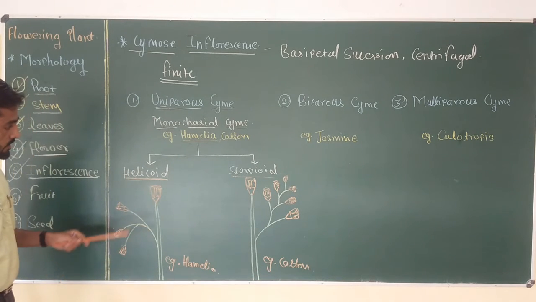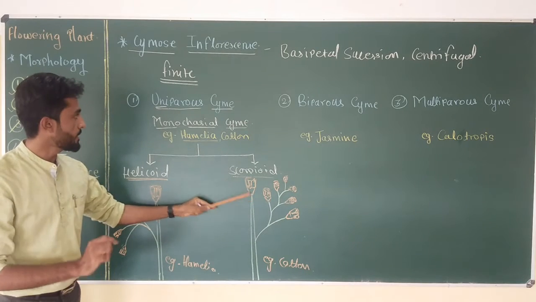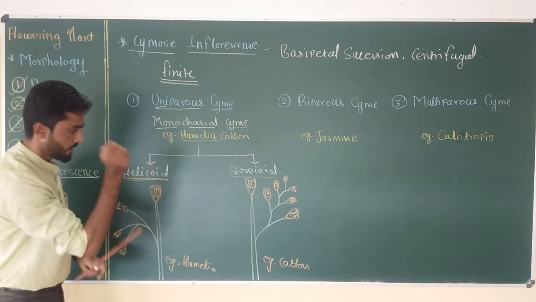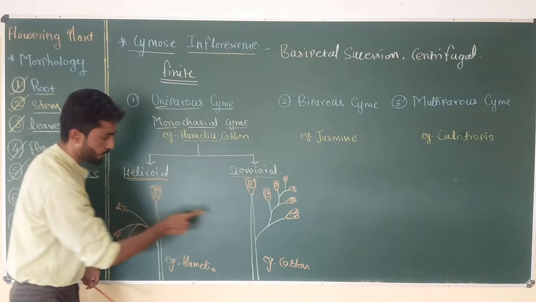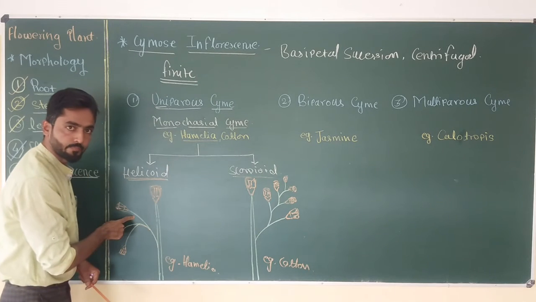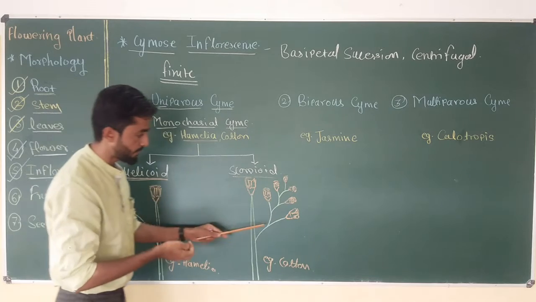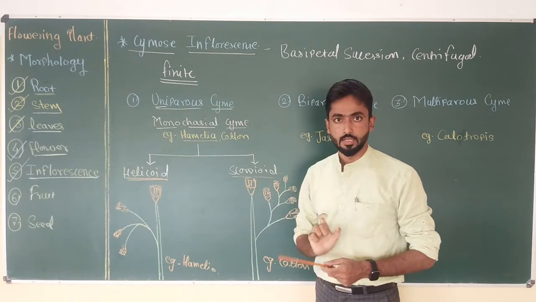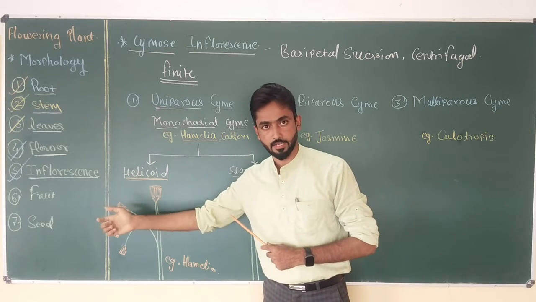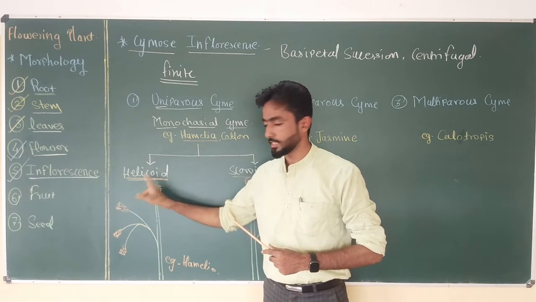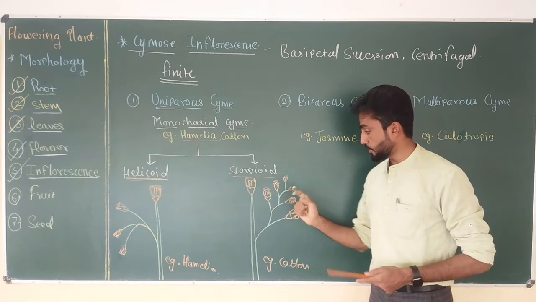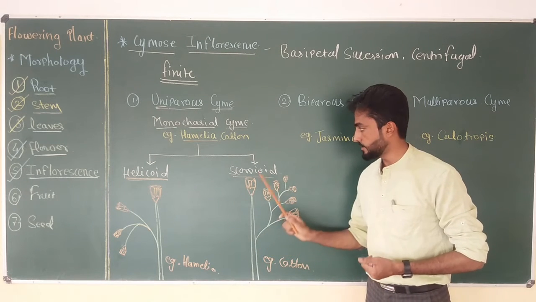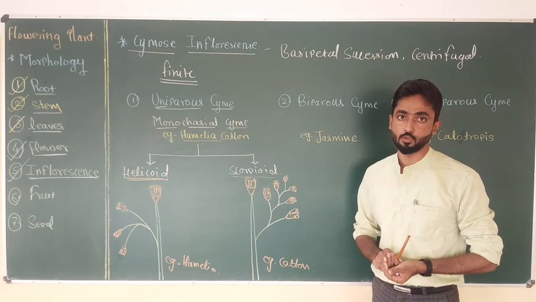Okay. Now these two are the types of uniparous or monochasial cyme. That means the central branch will produce a single primary branch, and now the primary branch will also produce a single secondary branch, and the pattern continues. If the branches are produced on the same side, either on the right or on the left, it is called helicoid, and if the branches are produced in zigzag fashion, either on the right or left side, it is called scorpioid type of inflorescence.